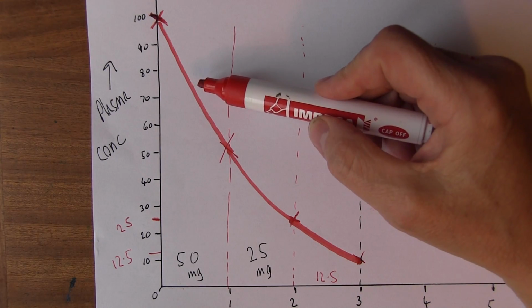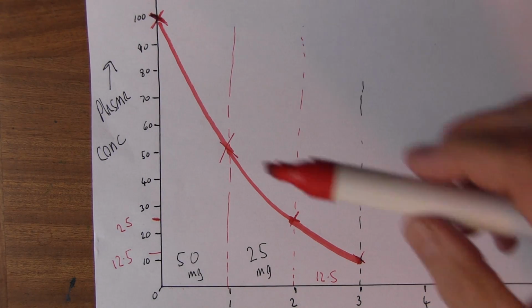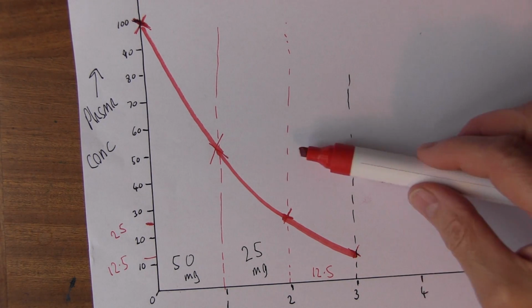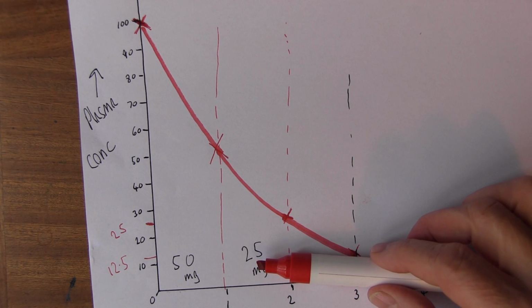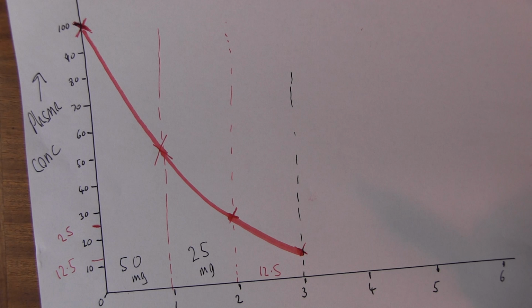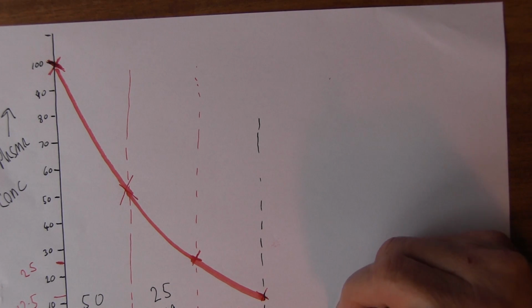So, interesting. First half-life period, we eliminated 50 milligrams of drug. Second half-life period, we eliminated 25 milligrams of drug. Third half-life period, we eliminated 12.5 milligrams of drug, because the rate of elimination is related to the concentration. This is the nature of half-life. Let's think about another half-life period.